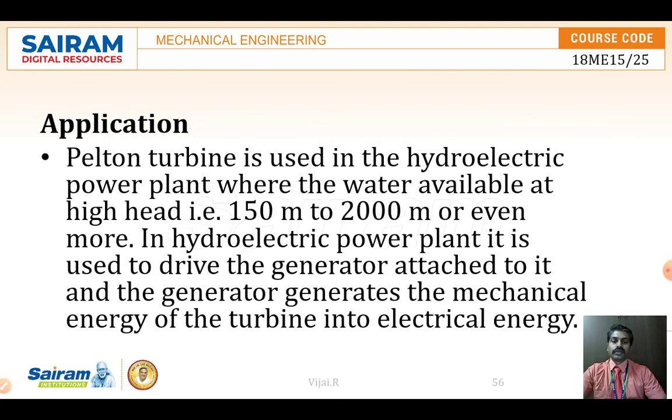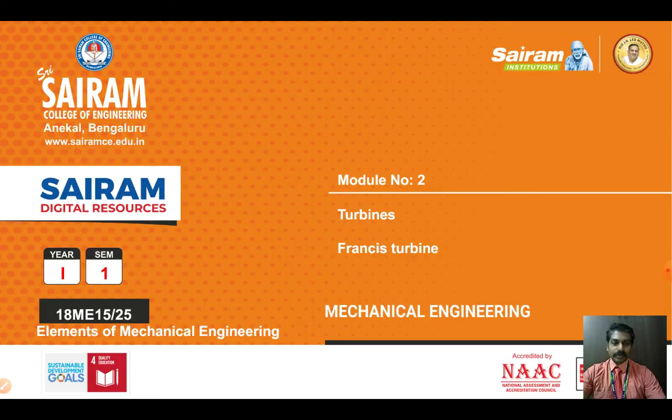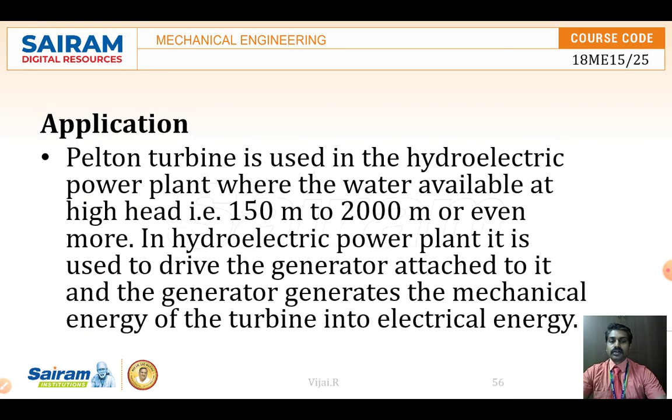The Pelton wheel is used where there is a high head level of water, that is 150 meters to 2000 meters, where the pressure is high. It is used in hydroelectric power plants to drive the generator which is attached to the Pelton wheel. So here the mechanical energy is converted into electrical energy in the turbines, right? So this is how the Pelton wheel functions. Next we will see other types of turbines.